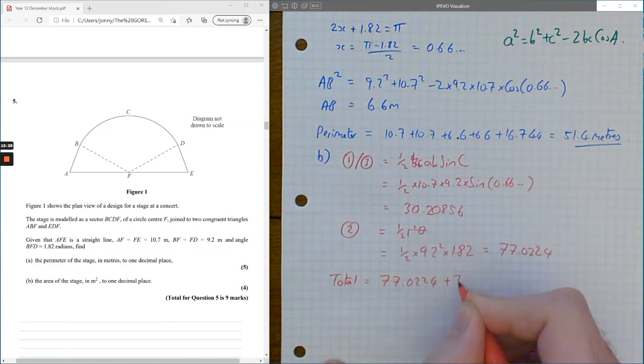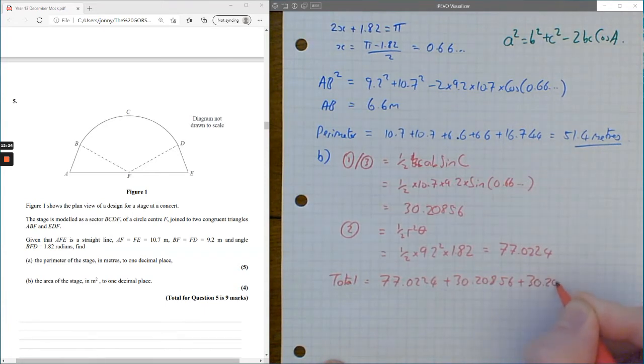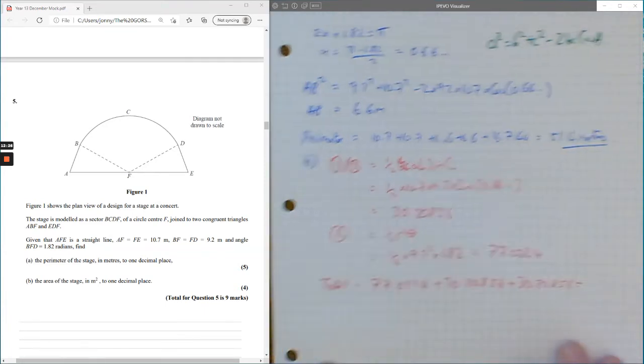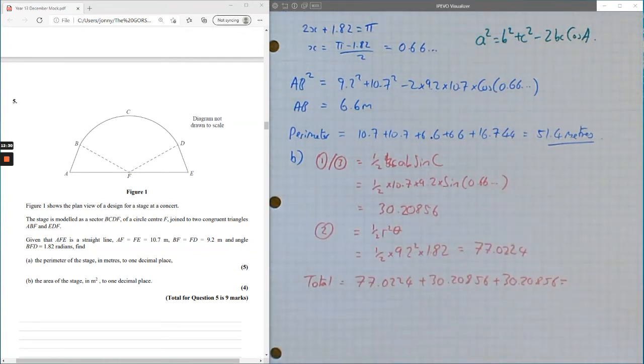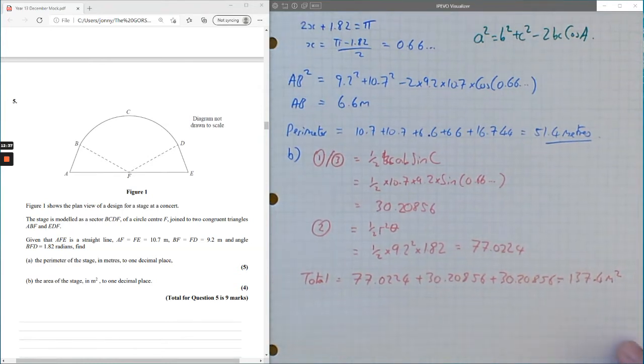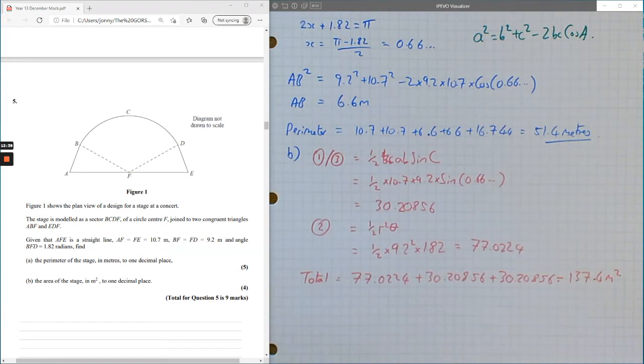So then the total is 77.0224 plus 30.20856 plus another one of that, because there were two triangles, weren't there? Triangle 1 and triangle 3 at each side. So we can add them together and then to one decimal place, which is how they asked me to give the answer, it's 137.4 meters squared. You should have got that.